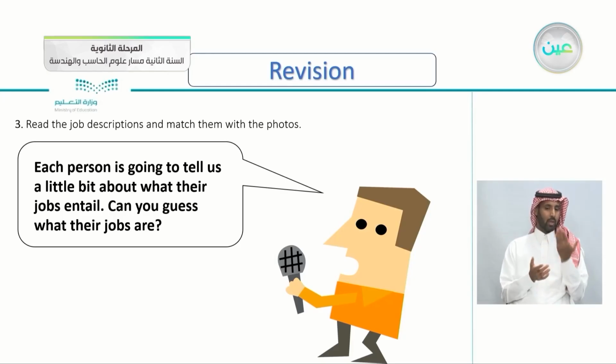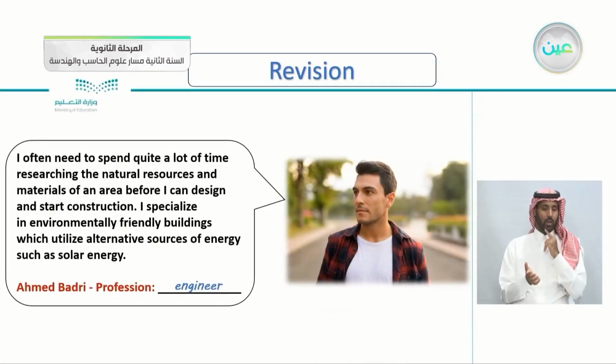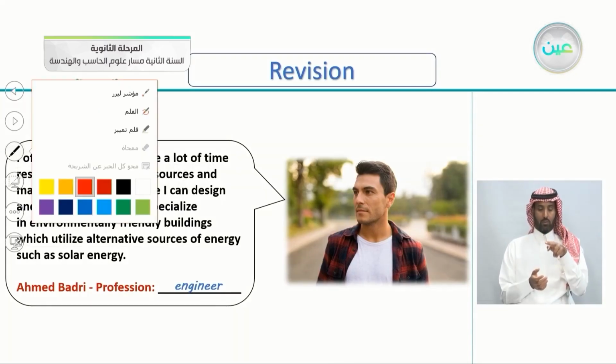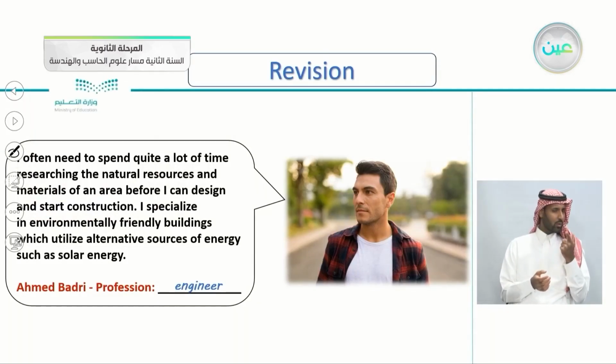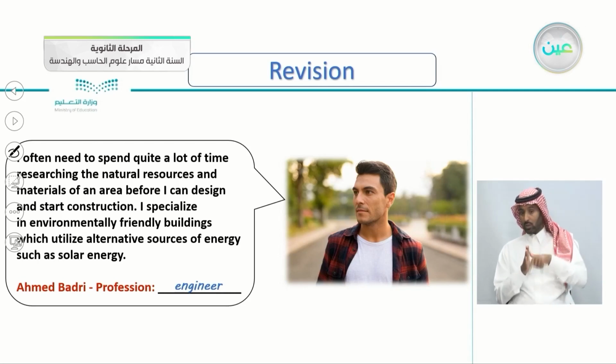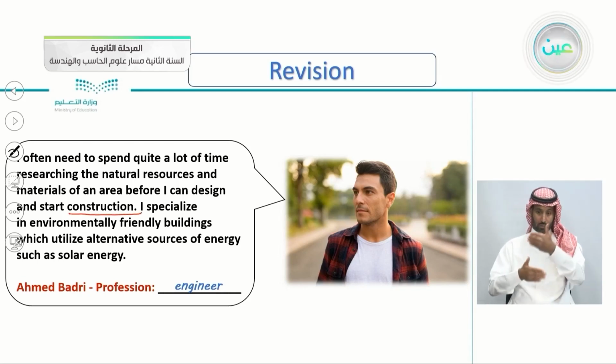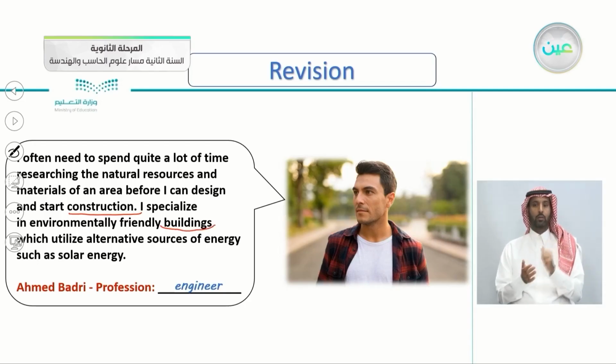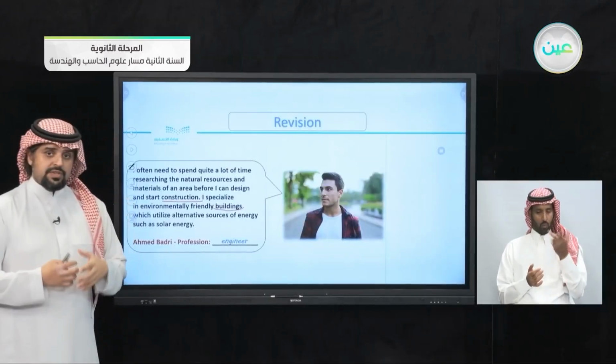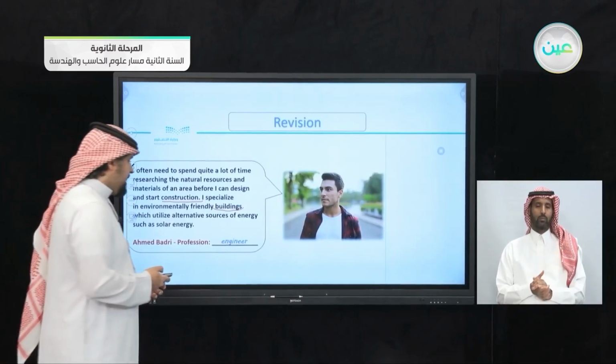And we talked about clues in some articles. Read the job description and match them with the photos. Each person is going to tell us a little bit about what their jobs entail. Can you guess what their jobs are? Of course, we answered them all, and we were looking for clues here. This one is an engineer. The clues here were his work in construction and buildings. So these are enough clues for us to guess that he is an engineer.